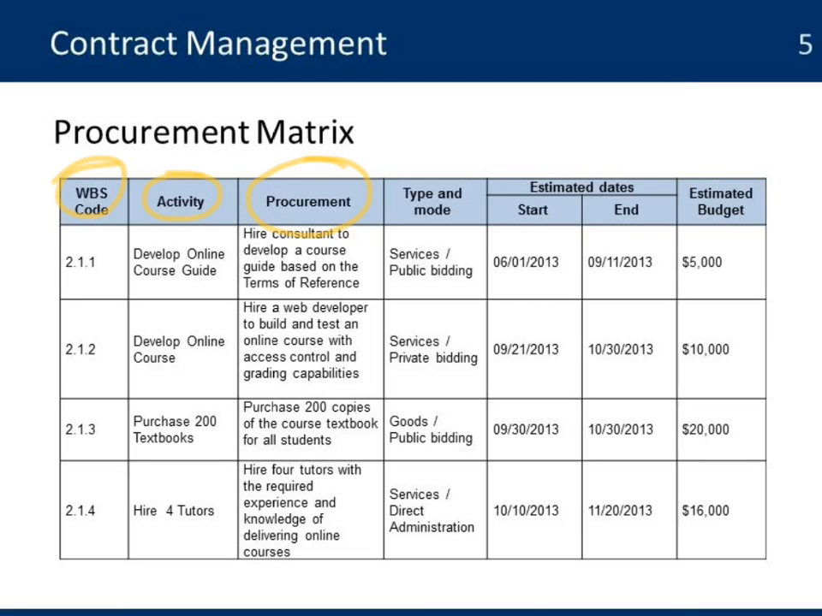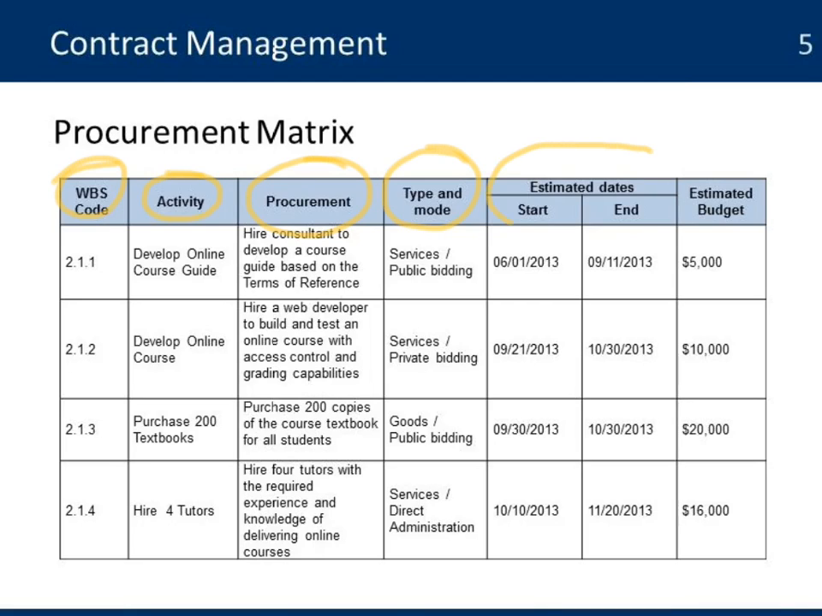In addition to that, you need to identify the mode of procurement, whether it's going to be a public bidding, whether it's going to be a direct purchasing. You need to understand that in many cases, those need to align with specific contract specifications that you got either from the donor or the organization that's funding your project. There are going to be specific requirements about how you're going to use that money.